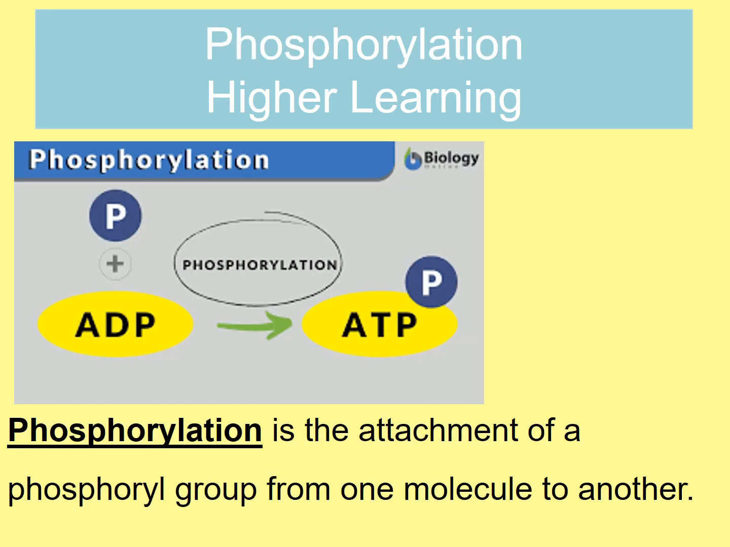Phosphorylation is an enzyme-controlled process by which a phosphate group is added to a molecule. The image on the screen in front of you is showing an example of phosphorylation. So if we look to the left-hand side of the image, we can see that ADP is having a phosphoryl group or a phosphate group attached. So the ADP is undergoing phosphorylation. So when a molecule is having this phosphoryl group or a phosphate group added, we talk about it undergoing phosphorylation. As a result, ATP is produced.